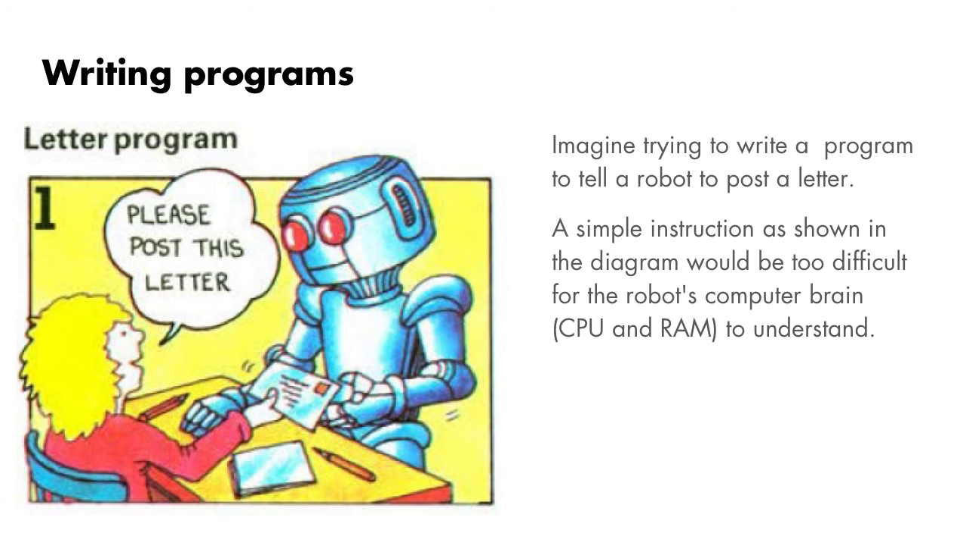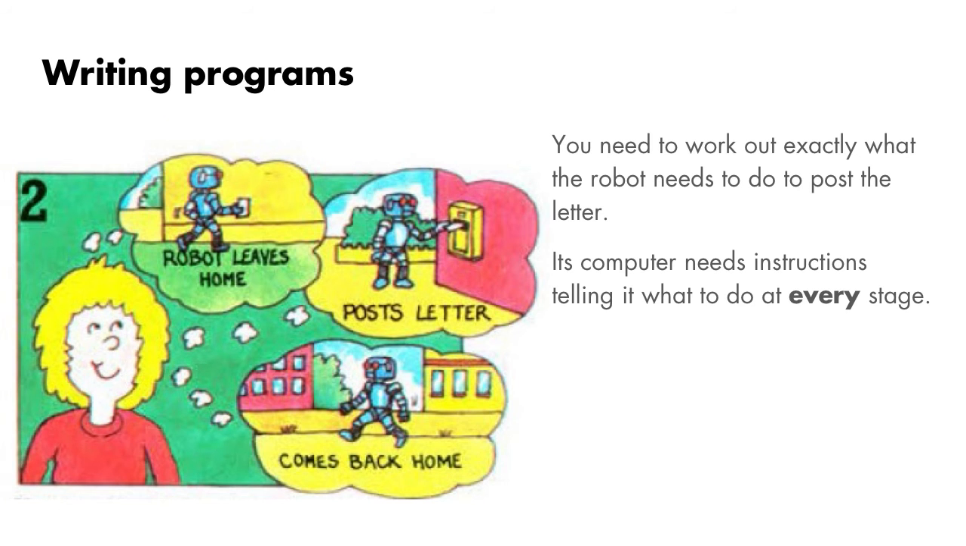In order for that to happen, we would need to train the robot from a young age to understand what the mail is and what a letter is and how there are different mailboxes and how to get from point A to B. There's a lot going into there for it to understand how to do this without us telling it. So instead, we need to break down the instructions. So to do that, we might think that the robot will have to leave the home, post the letter, and then come back home. The computer needs instructions for every stage. Otherwise, it will get stuck.